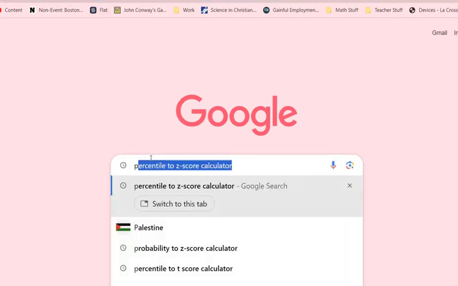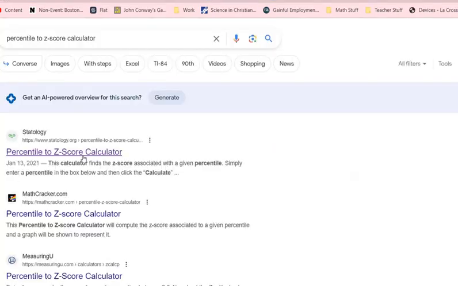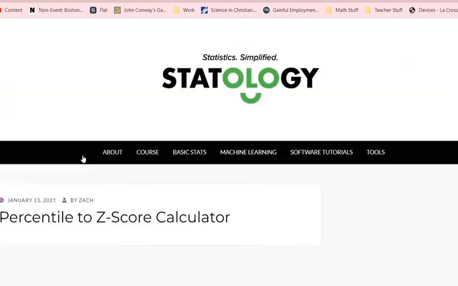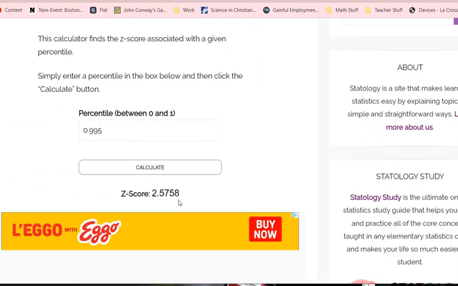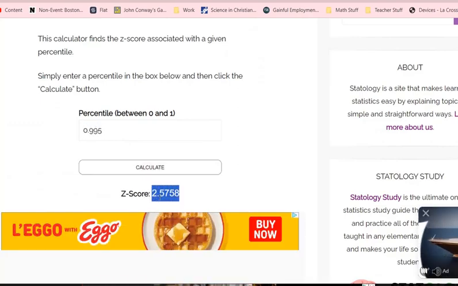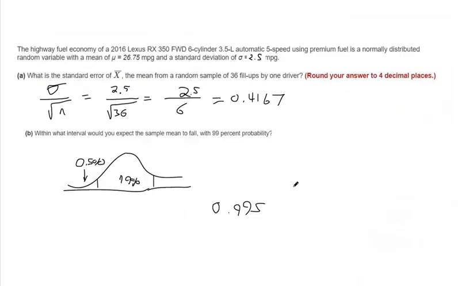So I'm going to type in percentile to z-score calculator. Let's check out the first one. That looks good. So we're going to type in 0.995 like we said. That's the z-score that gives us 99% in the center.